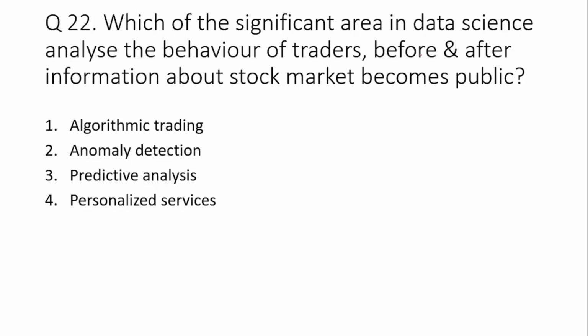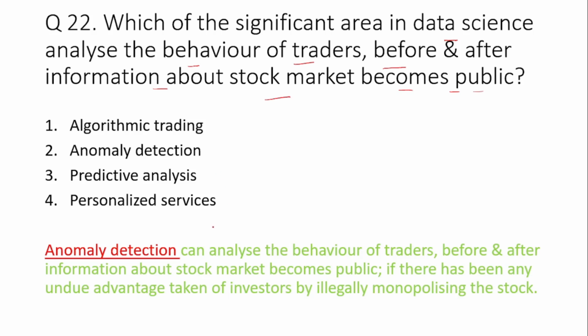Which of the significant areas in data science analyzes the behavior of traders before and after the information about the stock market becomes public? Algorithmic trading, anomaly detection, predictive analysis, or personalized services? Okay, the correct option is anomaly detection. What does anomaly detection say? It can analyze the behavior of traders before and after the information about the stock market becomes public, right? So whenever the question talks about the behavior of traders before and after information about the stock market, the option should be anomaly detection.